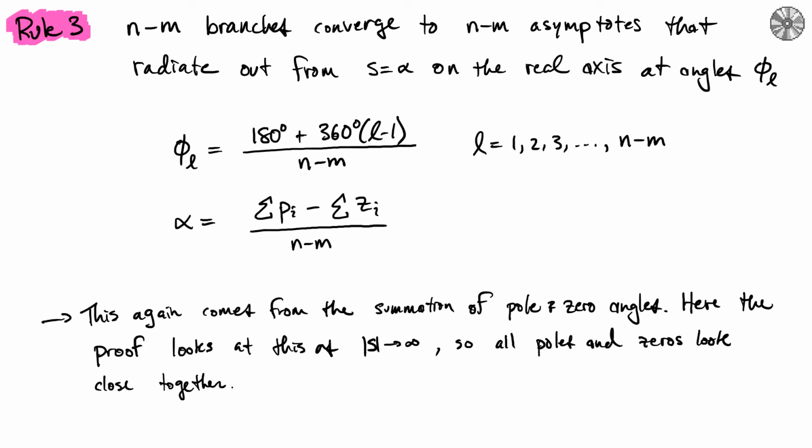The third rule tells us more about the rest of the branches that we don't know information about. So we said that all of the branches start at the poles of L of S, and that m of them asymptotically terminate at the zeros of L of S. So we said that n is bigger than m, and so if m go to the zeros of L of S, then there are n minus m left over, and these go to the asymptotes.